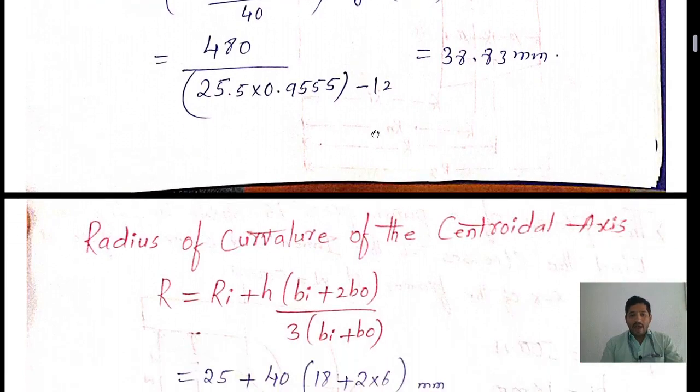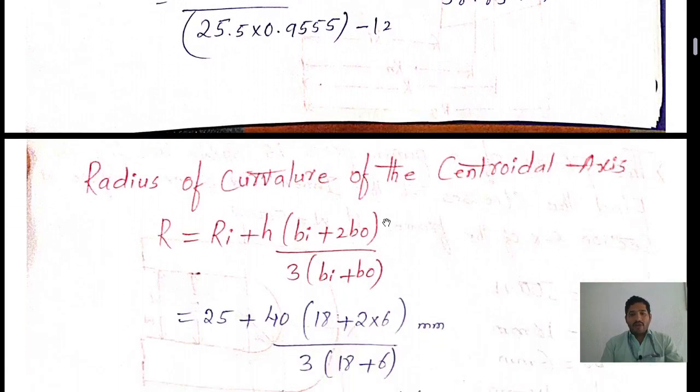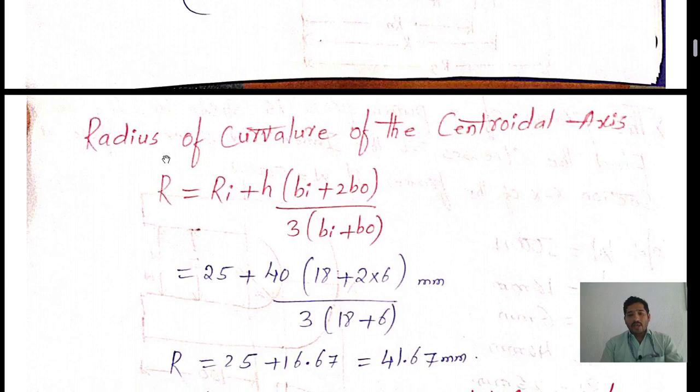Clear? After that, what do we need to find out? We need to find out the radius of curvature, sometimes called the radius of curvature of the centroidal axis. Is it right?